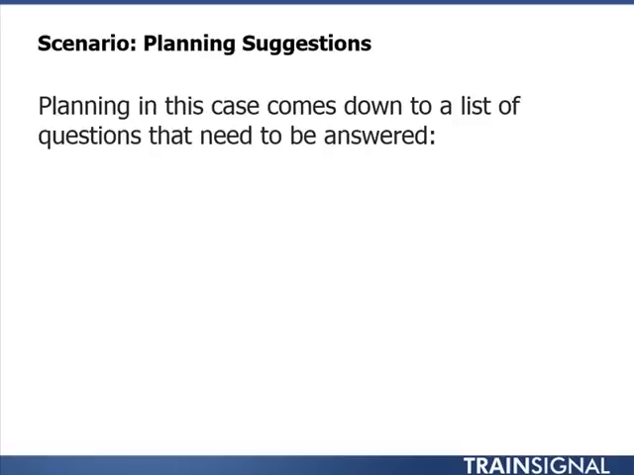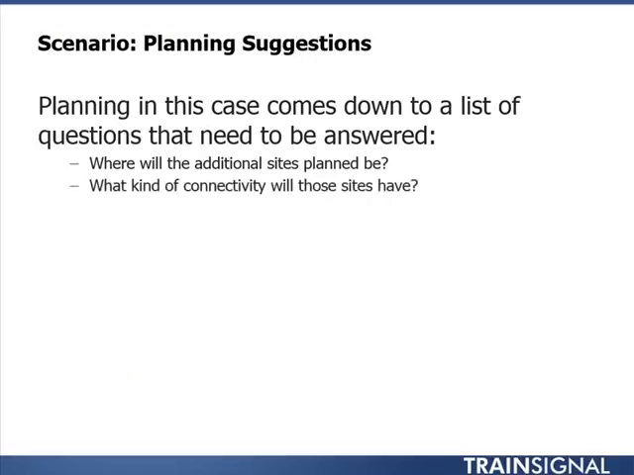All right, so jumping back into a discussion regarding our scenario, and really when it comes to planning their transport, it's not so much that we can just jump right in and start making suggestions, because there were a lot of unanswered questions that need to be answered first. So we have to know, where will the additional sites that are planned be? And then certainly what kind of connectivity will those sites have?